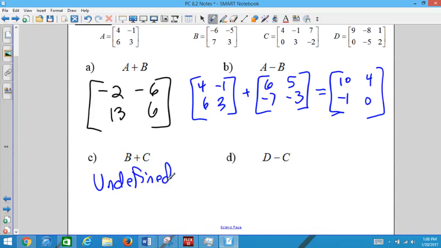So if that happens in your homework, don't just leave it blank. You got to write something so I see that you know you can't do it. If it looks blank, it looks like you skipped it.